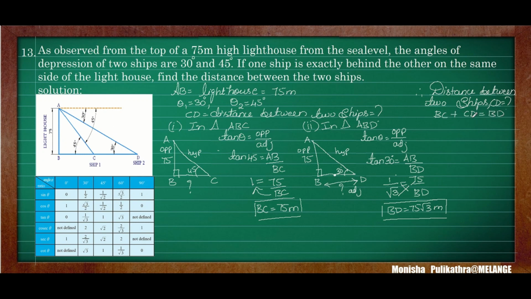But here we need to find out CD, so keep CD here itself. We need to shift BC to the right hand side, so BD minus BC. So CD is equal to, what is the value of BD? 75 root 3 minus BC value, which is 75. Here 75 is common, so if we take 75 common, we will get root 3 minus 1 remaining. So this is the distance between the two ships. Therefore, the distance between the two ships, CD, is equal to 75 into root 3 minus 1 meter. I hope you understood this.